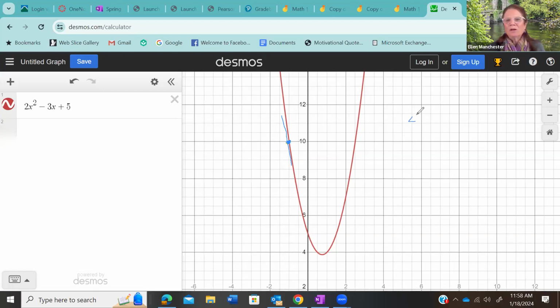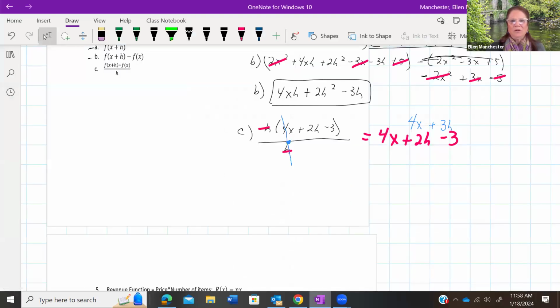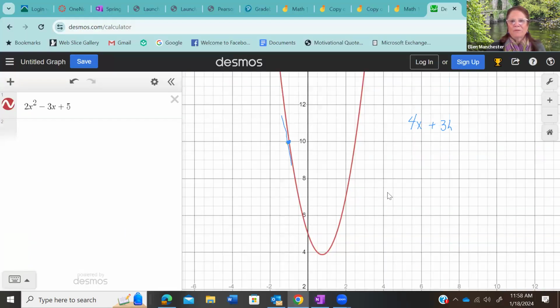So remember our difference quotient, sorry. Wait, what was it again? I gotta go back to it. Hang on. Someone help me out. 4x, 2h, -3. Okay, 4x was close. 2x, 2h, negative 3. Okay, so this was our difference quotient.